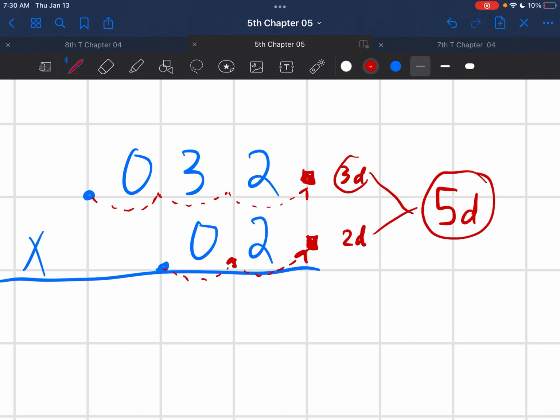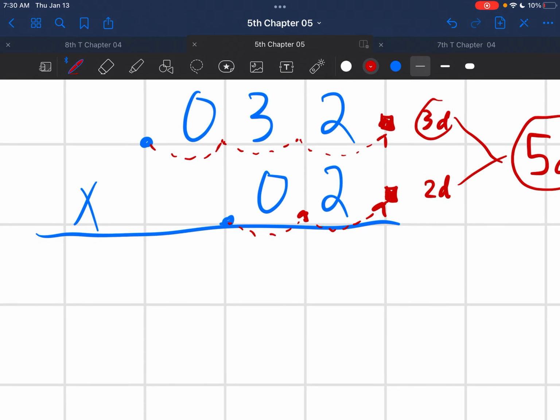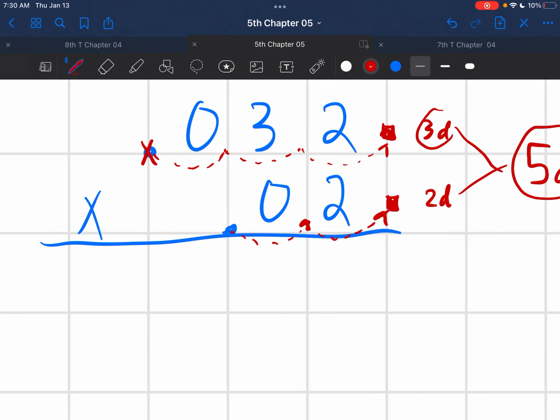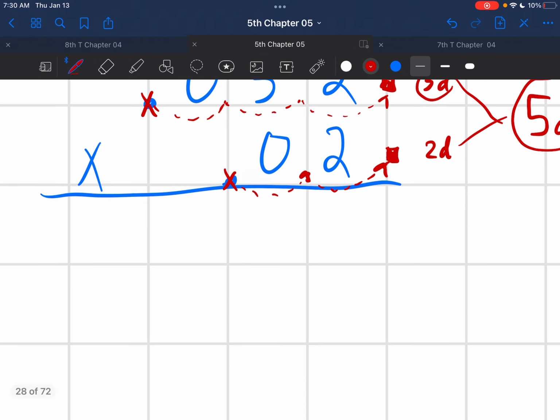All right. Now, here's the tricky part with this question when you're multiplying with zeros. If you're looking at this number, right, we're getting rid of that decimal, get rid of that decimal.